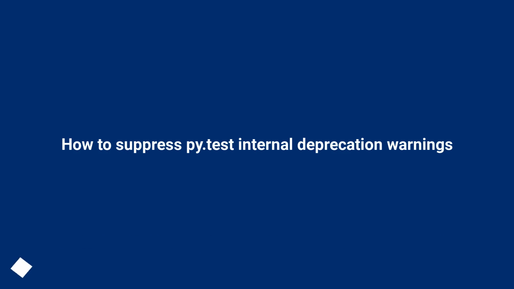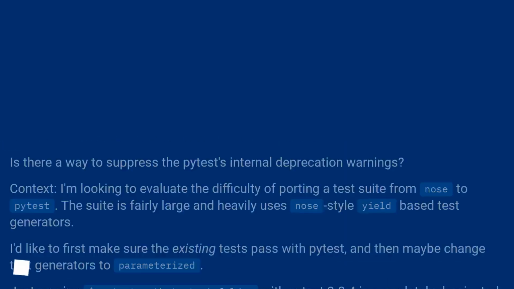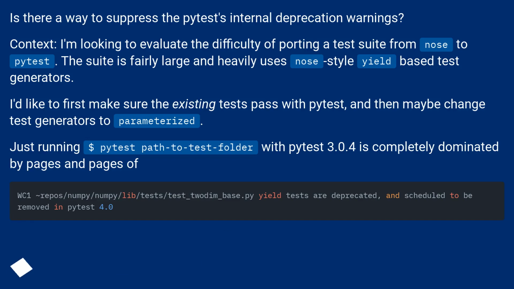How to suppress py.test internal deprecation warnings. Is there a way to suppress the pytest internal deprecation warnings? Context: I'm looking to evaluate the difficulty of porting a test suite from nose to pytest.